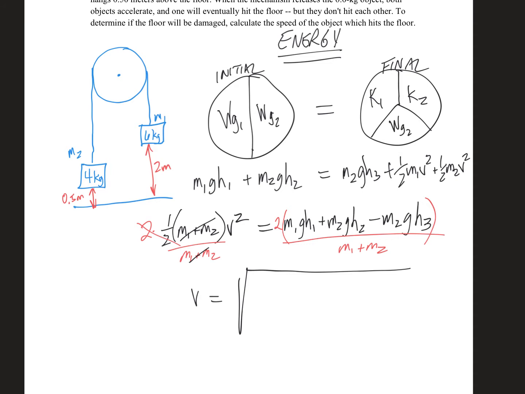So it looks like g comes out of there as well. g is common to every term. So 2 times, let's see, this is all metric, so we can go with 9.8.